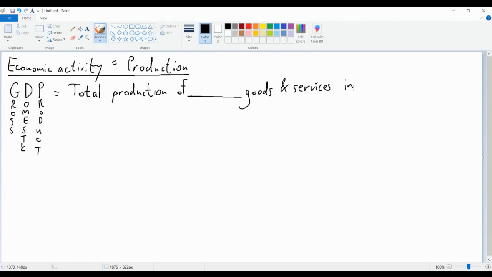Total production of goods and services, as I mentioned, we have to have a particular place in mind. Let's say the United States, or Russia, or Japan, over a particular period of time. So we'll talk of GDP in the United States in 2020 or in 1956.